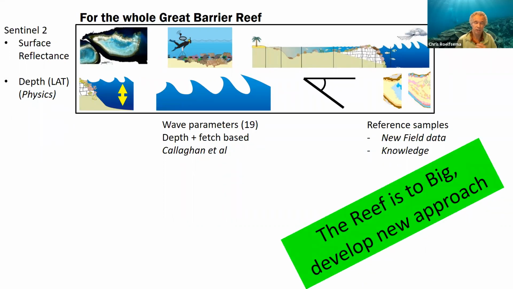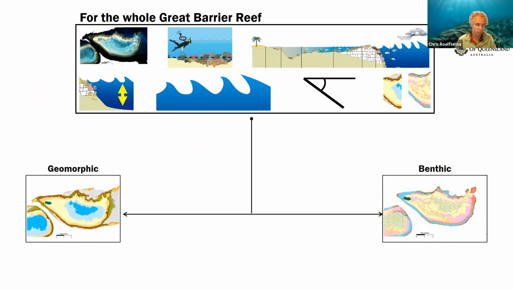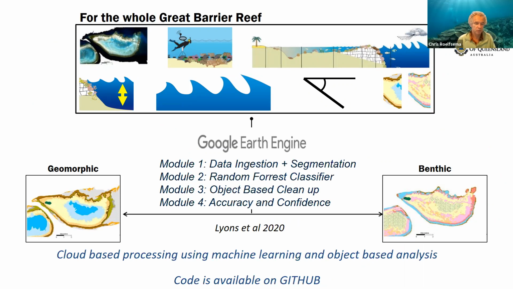The reef is too big, so to develop this in eCognition, we realized that doesn't work, and that's where specifically the work from Mitch Lyons came in, where he basically translated part of the work done on the GBR into Google Earth Engine. That resulted in 4 modules, and he can talk way better about it than I do, where in the first module the data is ingested and then segmented so that we still follow that object-based approach. Then a random forest classifier is applied to it to basically give the first classification, the raw classification, what we call it.